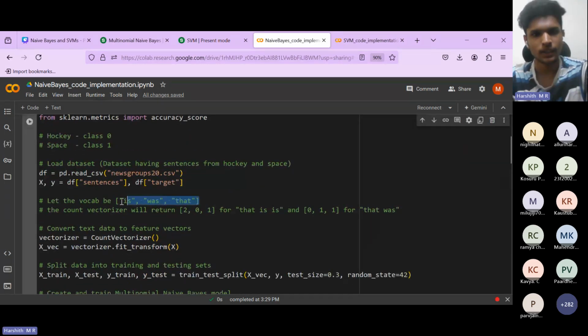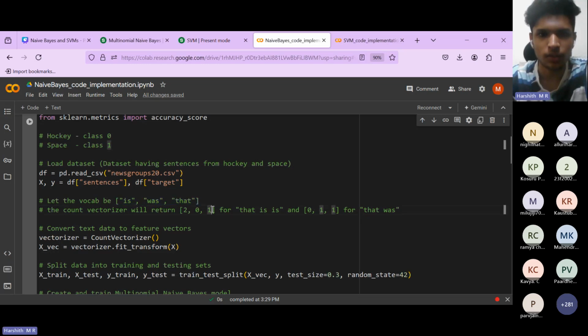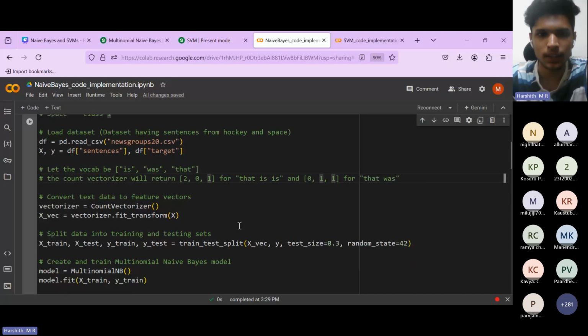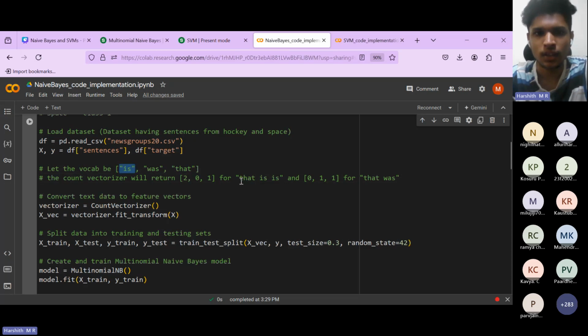Vectorizers will have certain words in our vocabulary. This vocab means whatever words are present in our training samples. What count vectorizer does is, when we get a sentence, it gives the frequency of each word in the sentence. So for is, since it's present twice in the sentence, it gives a frequency of 2. Since was wasn't present in the sentence, it's given a frequency 0. And for that, it's present only once in the sentence, so it's given a frequency 1. So this is how count vectorizer works.